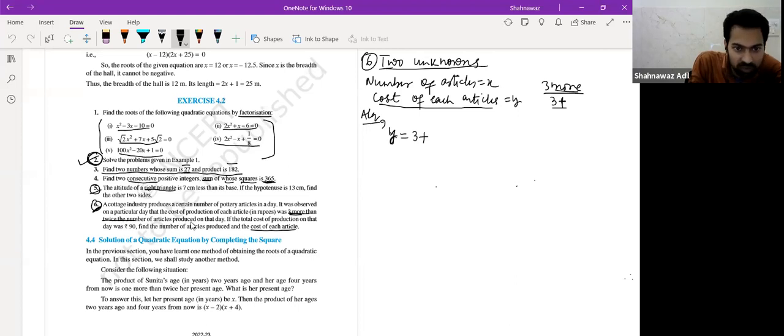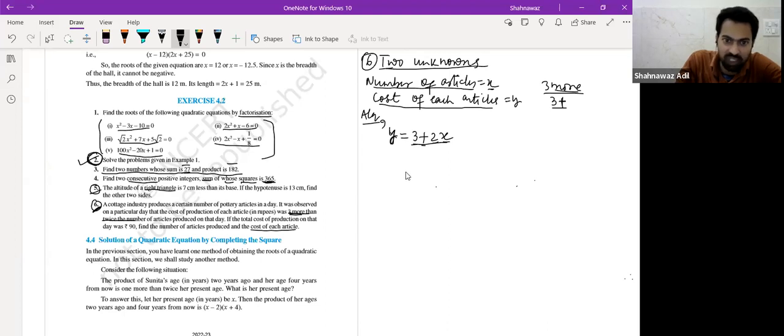Twice the number of articles produced. So what is the number of articles? X. And what is twice X? 2x. So this would be 2x. Am I correct? Yes. So 3 more than twice the number of articles produced, right, Adil?